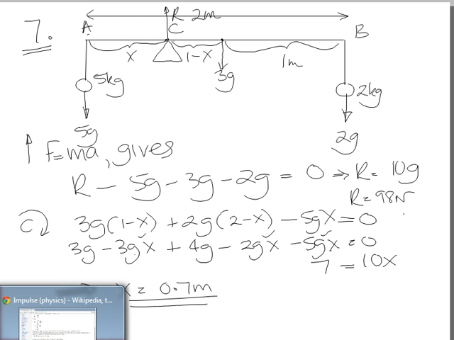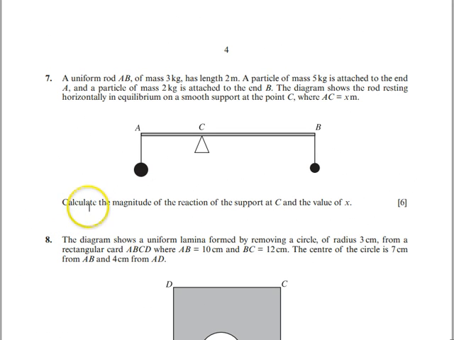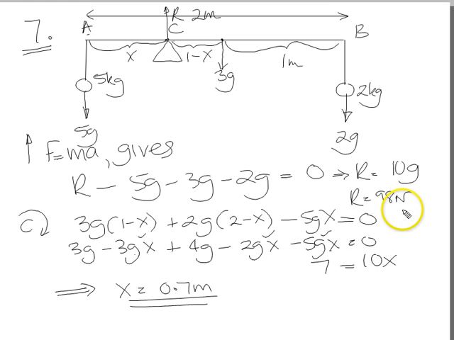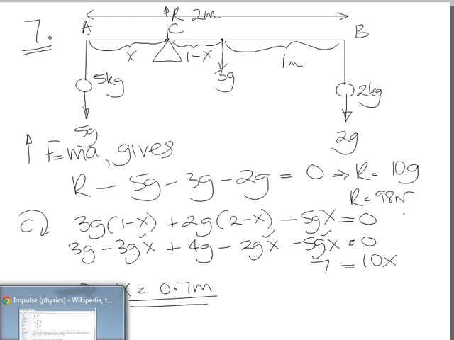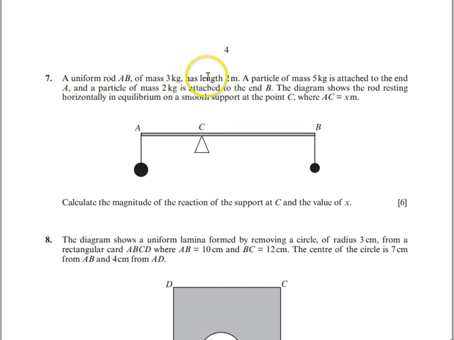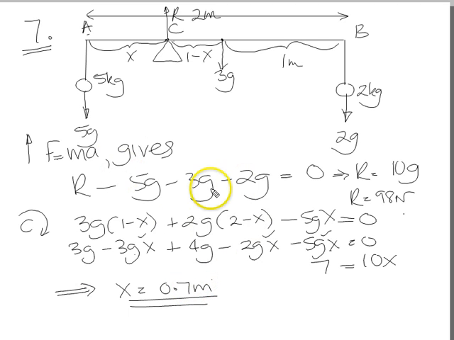Let's go back to our question to make sure we've answered it. Calculate the magnitude of the reaction of the support at C and the value of x. Yep, that was it. So we've got 98 newtons, and we've got a distance x of 0.7 meters. Okay, I think we're dealing with meters here, though I'm not sure that it actually said that in the question. Quick look. 2 meters, yeah, we're in meters. Okay, good. So that's question 7 done then. Great.